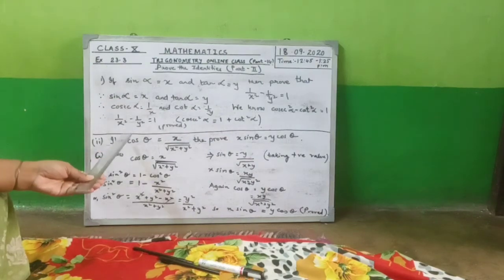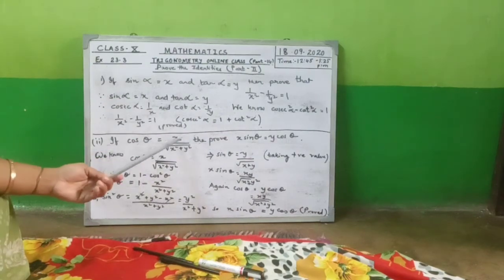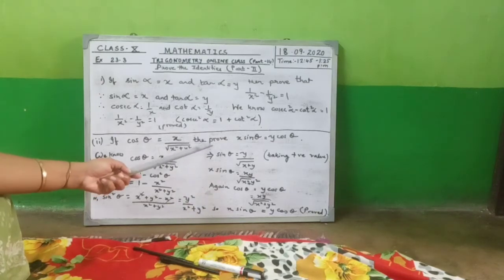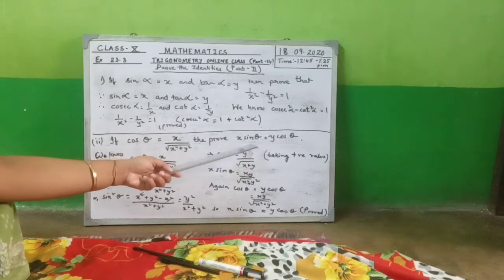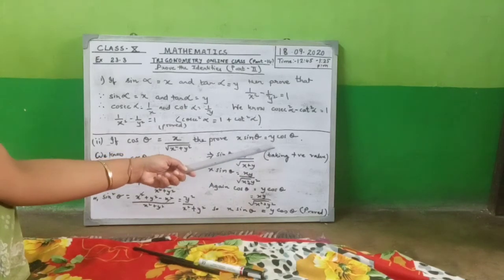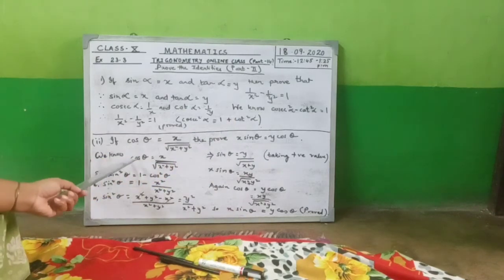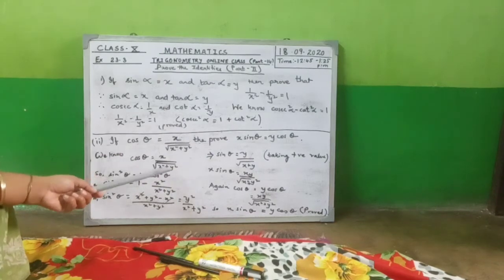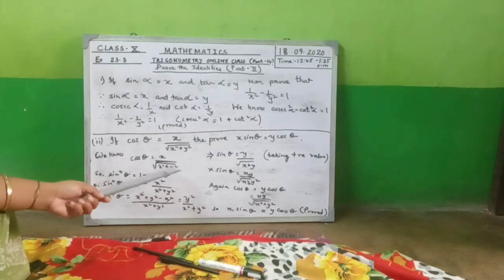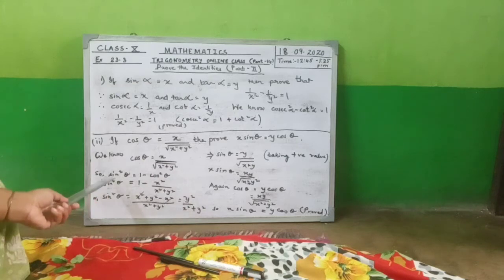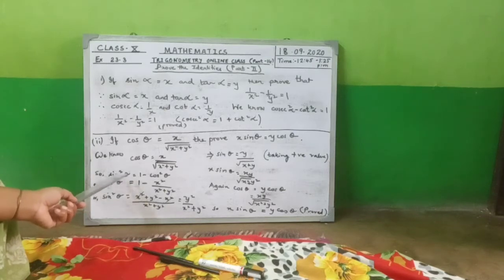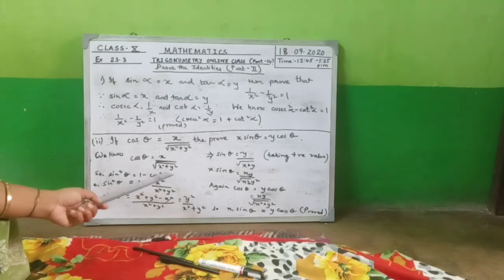Next proof. If cos theta is equal to x divided by root over x square plus y square, then prove x sin theta equals y cos theta. We know cos theta is equal to x by root over x square plus y square. So sin square theta, we know all that. By this time we should know the identity. Sin square theta is equal to 1 minus cos square theta.